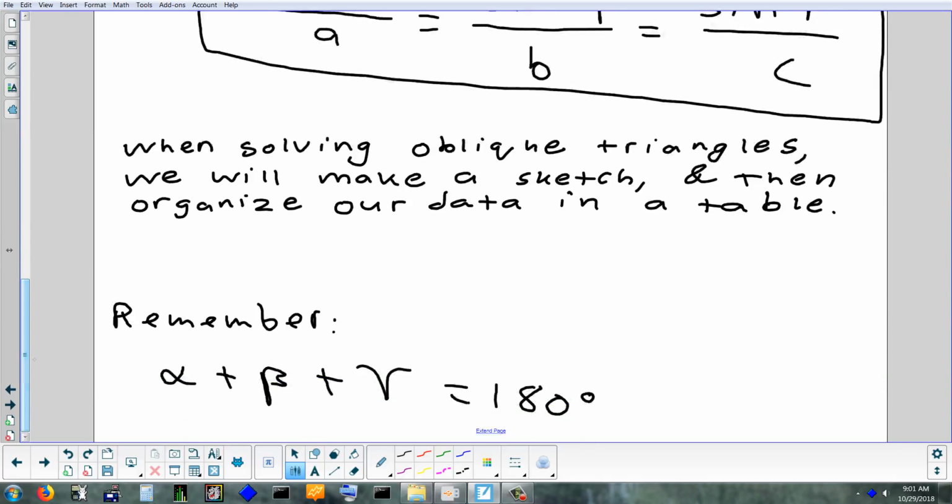Okay, so remember, all the angles still add up to 180, but you cannot use the Pythagorean theorem to solve anymore, okay, because that is only for right triangles. If for some reason you get a problem this week that does have a 90, then yeah, go ahead and use the Pythagorean theorem. But most problems this week will not have a right angle.